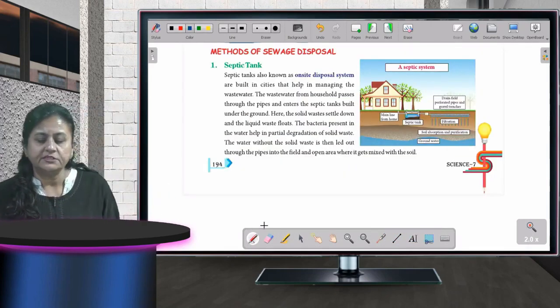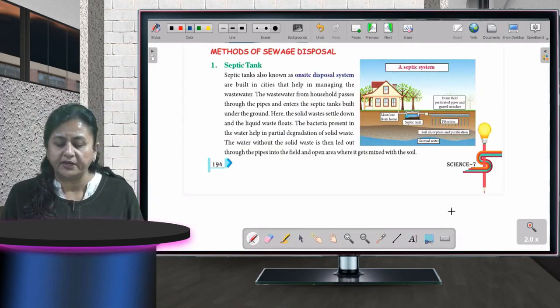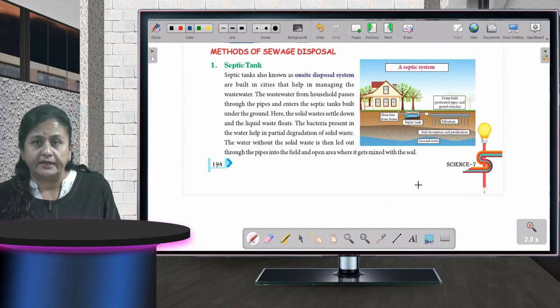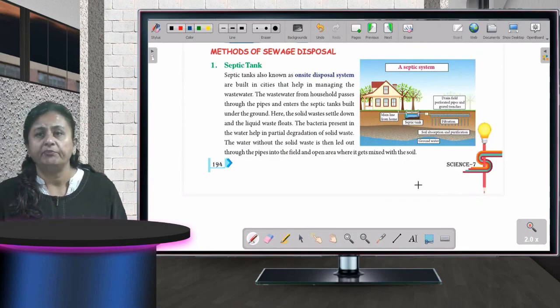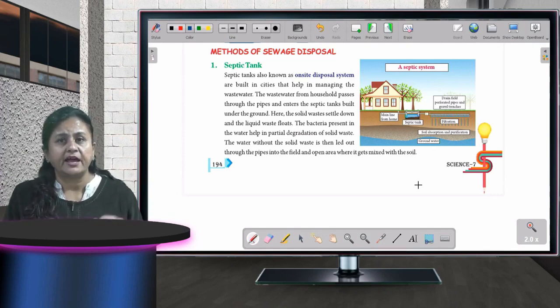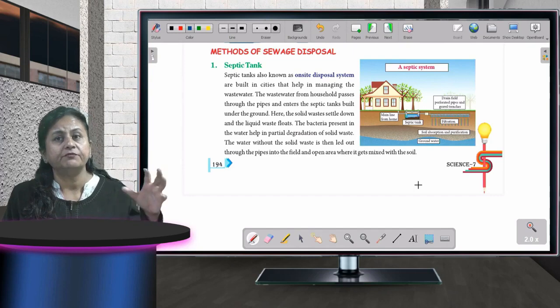So children, you can see on your screen, the next topic is methods of sewage disposal. Now, first is the septic tank. Children, mostly every house has a septic tank. Whatever waste is there from the drains and pipes gets collected over there. And in the septic tank, there are a lot of bacteria which are working on it.